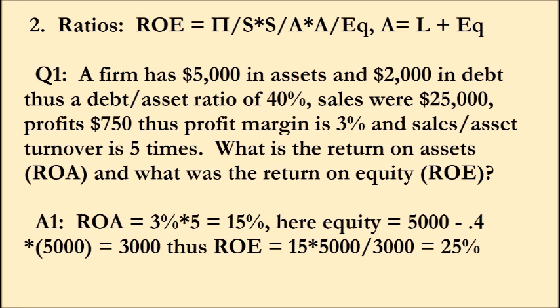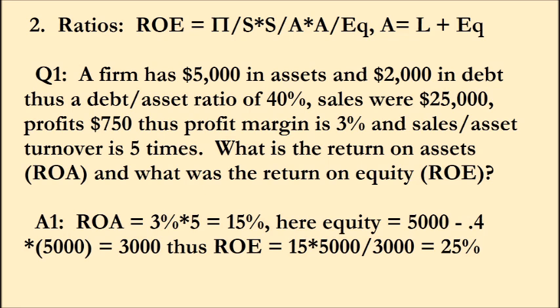Let's say we have a firm that has $5,000 in assets, $2,000 in debt. That means they have $3,000 in equity. The debt asset ratio is 40%, that's the 2 over the 5. Sales were $25,000 with profits of $750. If you figure it out, the profit margin is 3%, and the sales asset turnover ratio is 5 times.